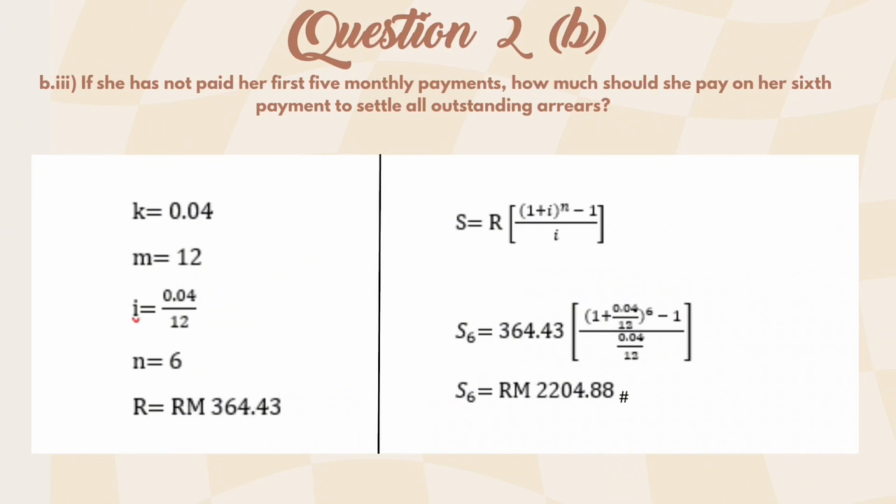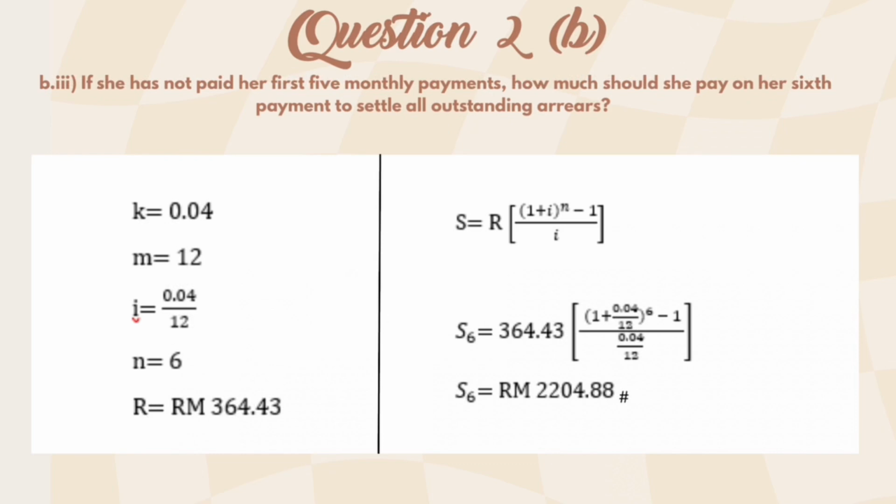B3. If she has not paid her first 5 monthly payments, how much should she pay on her 6th payment to settle all outstanding arrears? So, we need to identify the information given first. I equals to 0.04 over 12, N equals to 6, and R equals to 364 ringgit 43 cent.